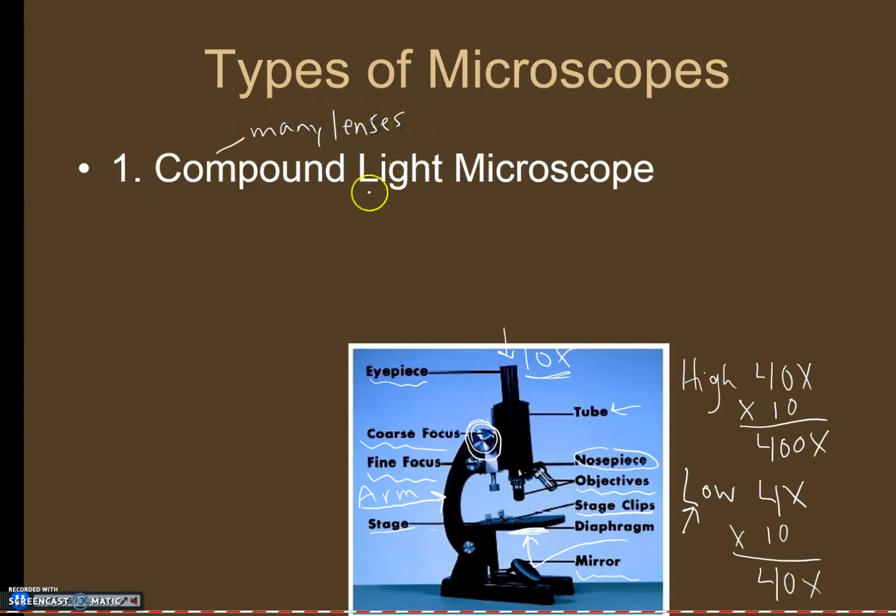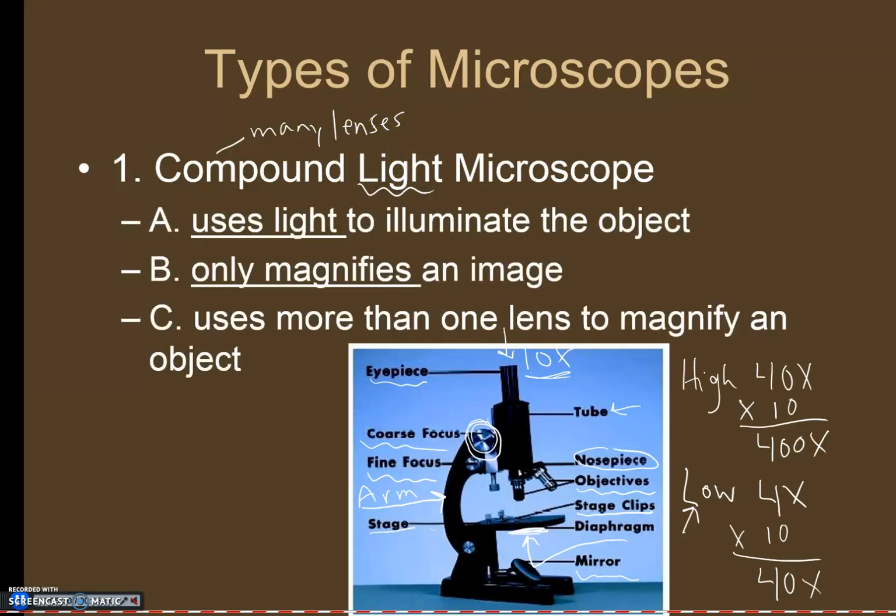And of course we're going to use light. What a compound light microscope is going to do is just magnify the image itself. It's just going to make whatever you're looking at bigger, and it's going to use more than one lens to do so. For our purposes, what we would basically use in this class is pretty much only ever going to be a compound light microscope.